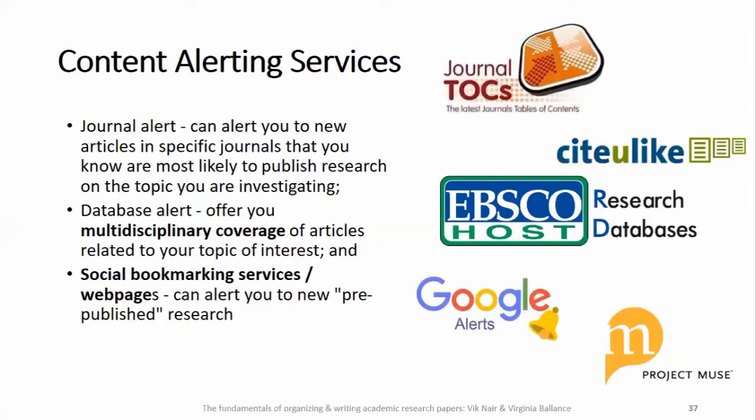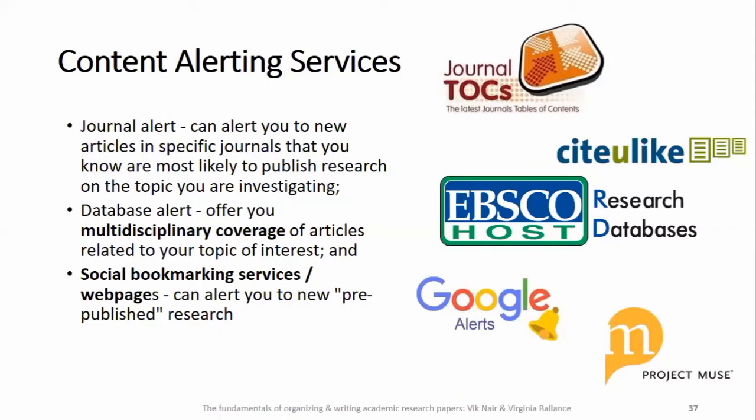A journal alert, for instance, a table of contents, can be done via an aggregator or journal by journal. And they're good when you know exactly which journal you like to read, because then you only get the table of contents from that specific journal. It's very specialized. And note, you do not have to have a subscription to the journal in order to receive the table of contents alert.